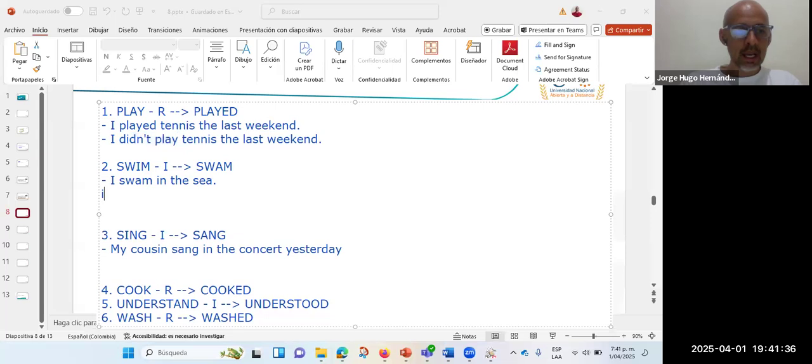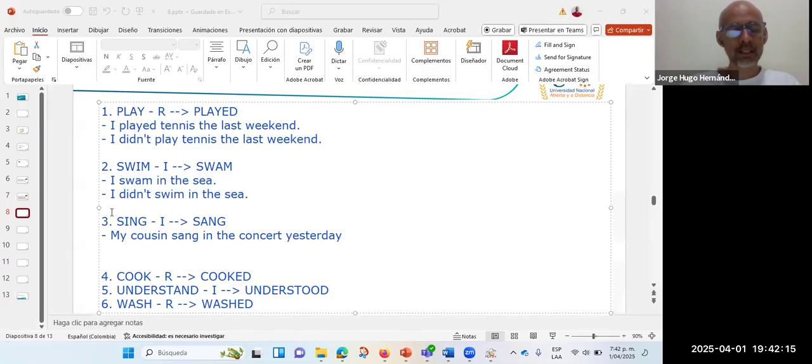Another sentence. I swim. I'm going to change into negative sentence, so I have to use did not or didn't. And the verb is in present. I swam in the sea. I didn't swim in the sea. The sentence is in past, the sentence is negative, and the verb is in present. Why? Because did is the auxiliary verb, and did already tell us that the sentence is in past. Okay?